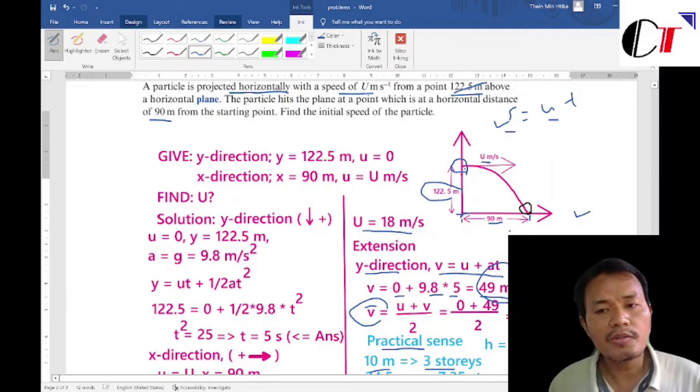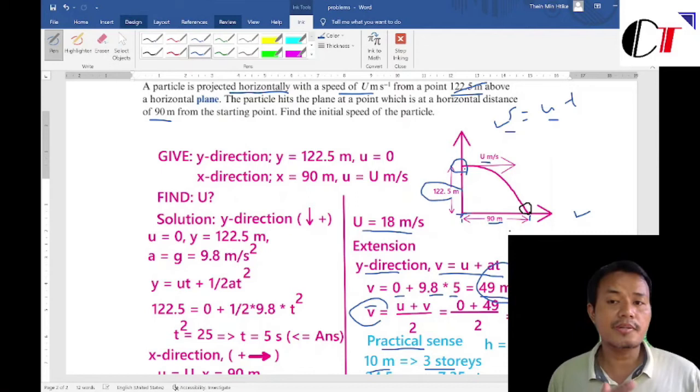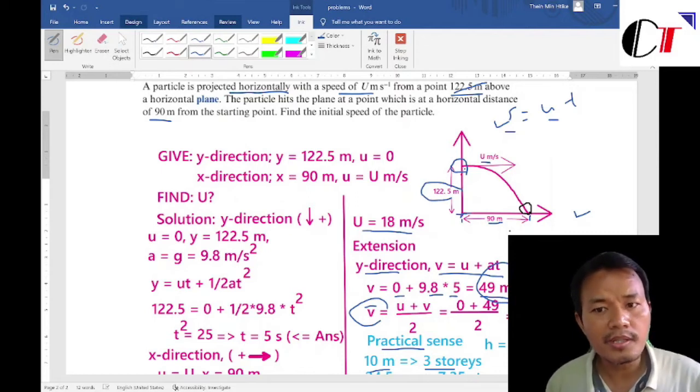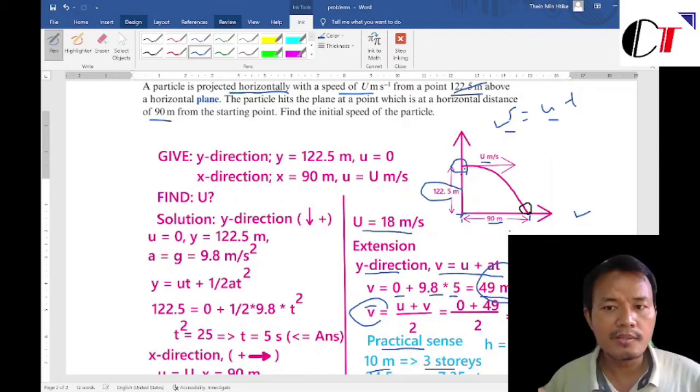Apart from that, you also know the acceleration of free fall, which is just 9.8 meter per second square. So in the y direction, you know the distance, you know the initial speed, and you know the acceleration, then you can find the time from the displacement equation, which is just s equals ut plus half at square.